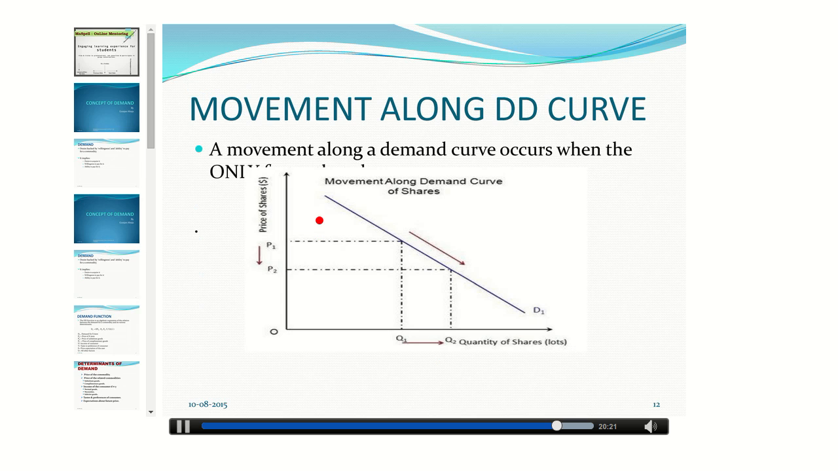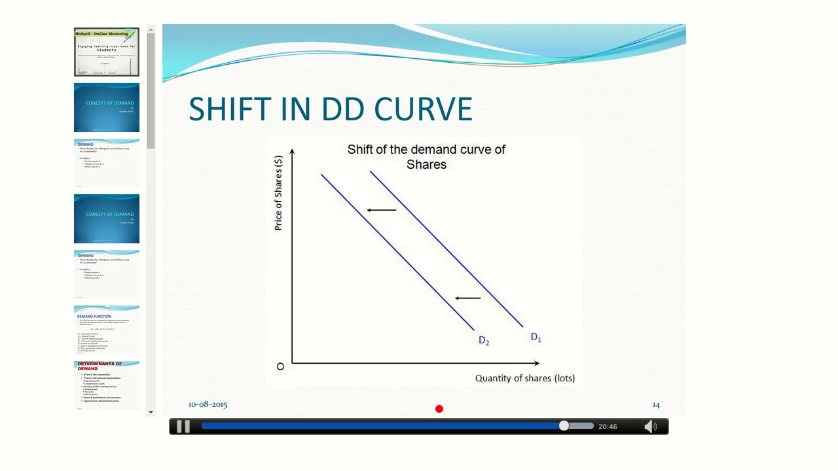Now let's discuss the movement along the demand curve. As you can see, the movement is downward. If the prices increase, the quantity demanded falls along the curve. And if the prices decrease, the quantity demanded would be high and it moves again along the curve.